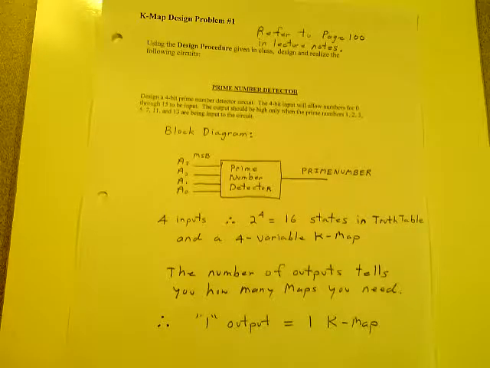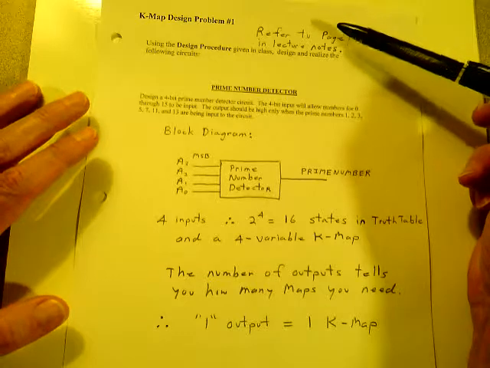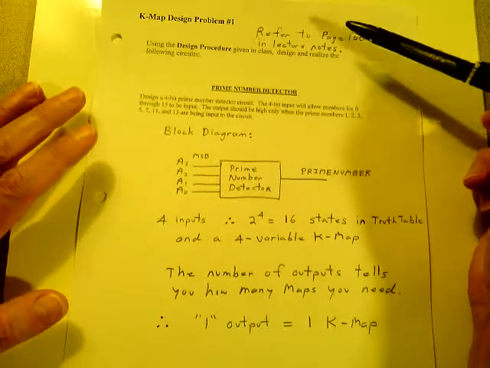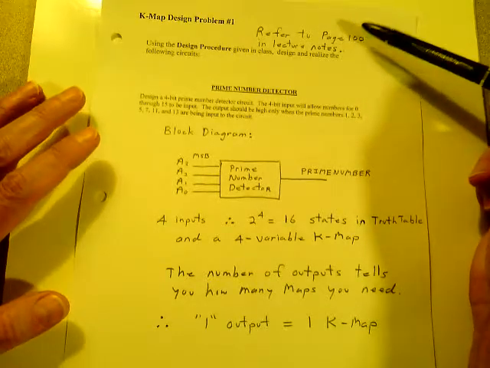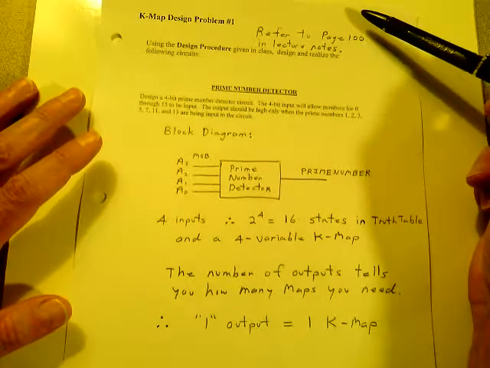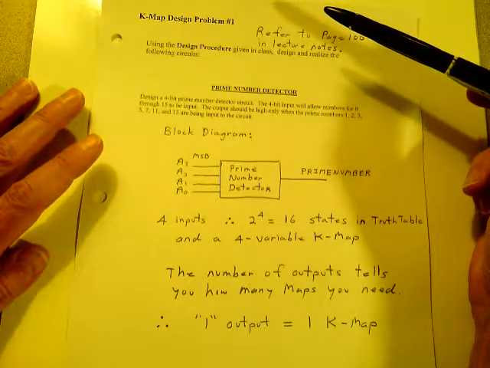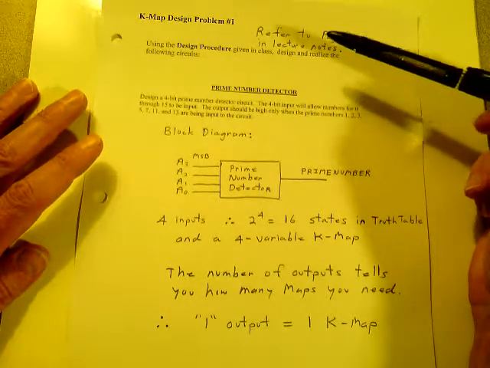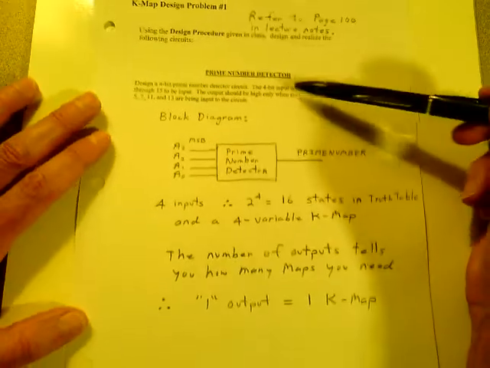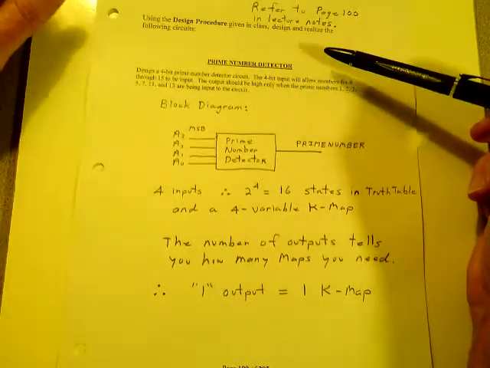Starting out on page 109, I have the first design problem. You may want to get out page number 100 in your lecture notes and have it handy. Page 100 is your combinational logic design procedure. Using the design procedure, design and realize the following circuits. Here's your specification. The customer wants you to design a circuit for them.